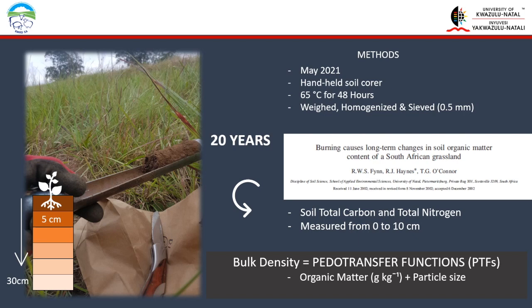Soil bulk density for the year 2000 was unavailable, and so was estimated empirically using pedotransfer functions. Algorithms for pedotransfer functions use the parameters organic matter and particle size representative of the site.